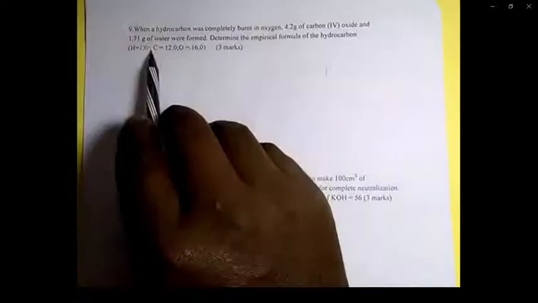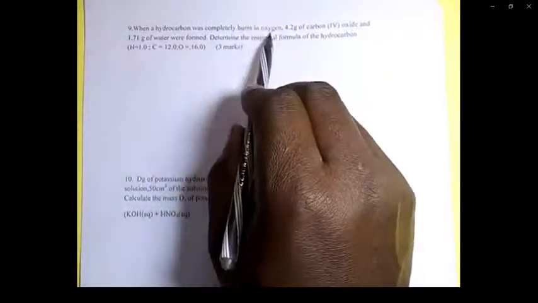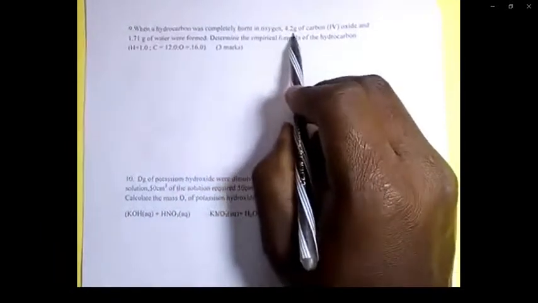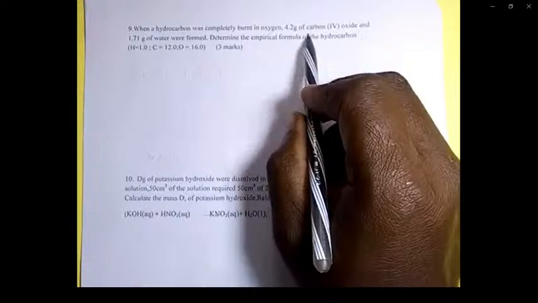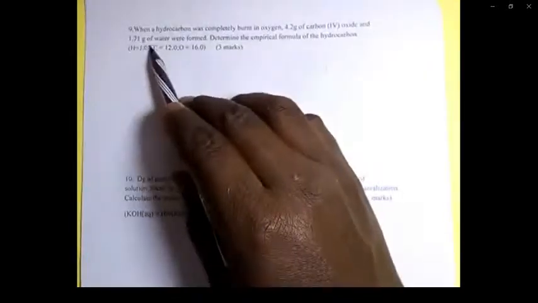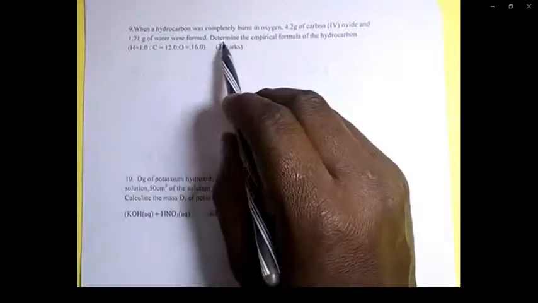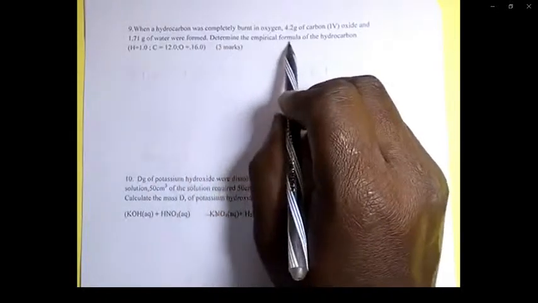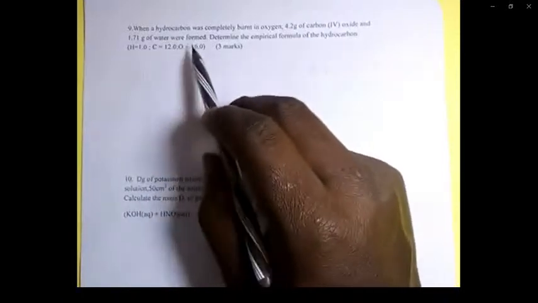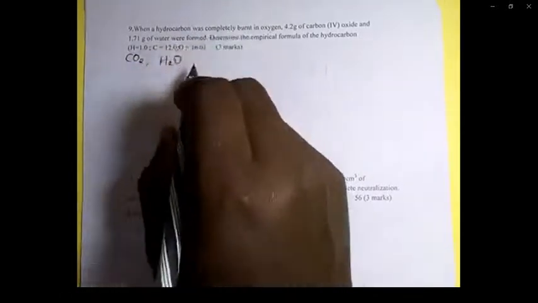When a hydrocarbon was completely burned in oxygen, 4.2 grams of carbon dioxide and 1.71 grams of water were formed. Determine the empirical formula of the hydrocarbon. We have been given the relative atomic masses of each. So first we know it is a hydrocarbon, so we have carbon dioxide and water formed after burning the hydrocarbon.